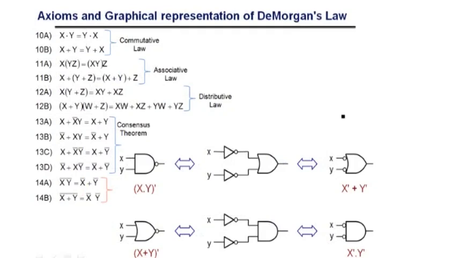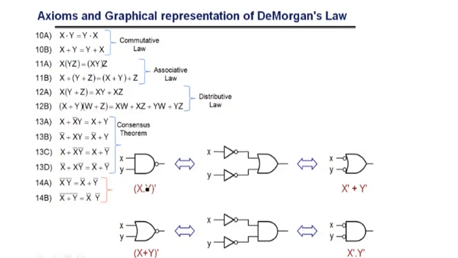So this is the whole story regarding De Morgan's law and different axioms, theorems and laws. We will be keeping them with us all the time, so we have to live with them. We have the commutative law, associative law, distributive law, then different corollaries, or you can say consensus theorems. Then this is the graphical representation of De Morgan's law, which is very, very important.